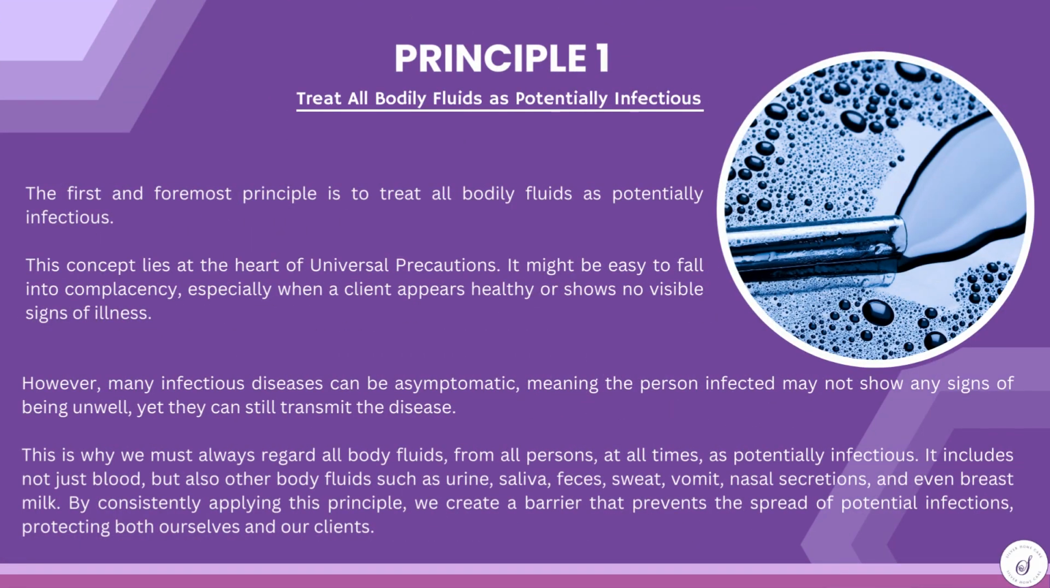Principle 1. Treat all bodily fluids as potentially infectious. The first and foremost principle is to treat all bodily fluids as potentially infectious. This concept lies at the heart of universal precautions. It might be easy to fall into complacency, especially when a client appears healthy or shows no visible signs of illness. However, many infectious diseases can be asymptomatic, meaning the person infected may not show any signs of being unwell, yet they can still transmit the disease. This is why we must always regard all body fluids, from all persons, at all times, as potentially infectious.